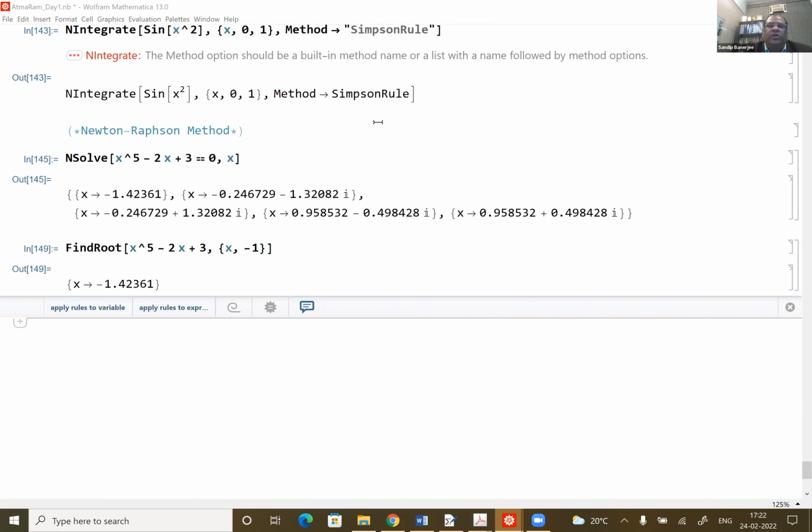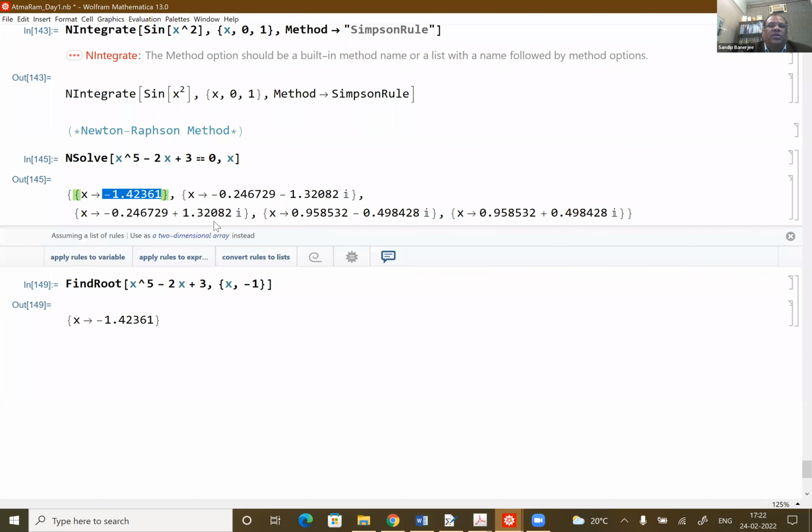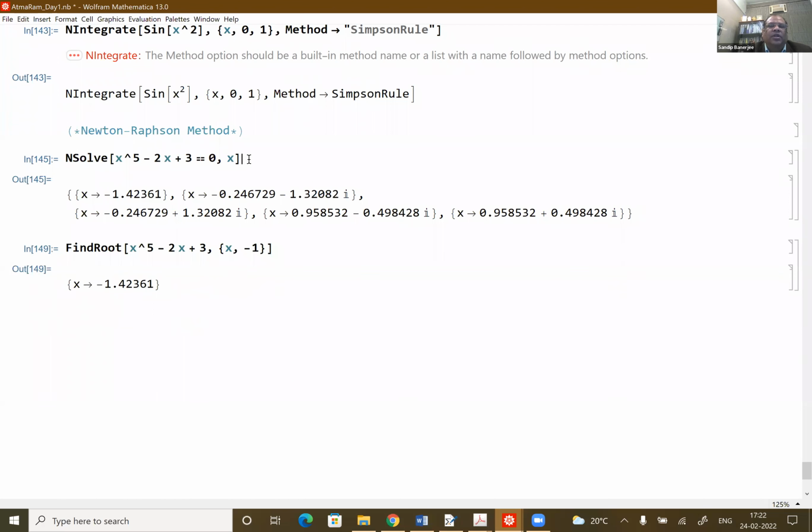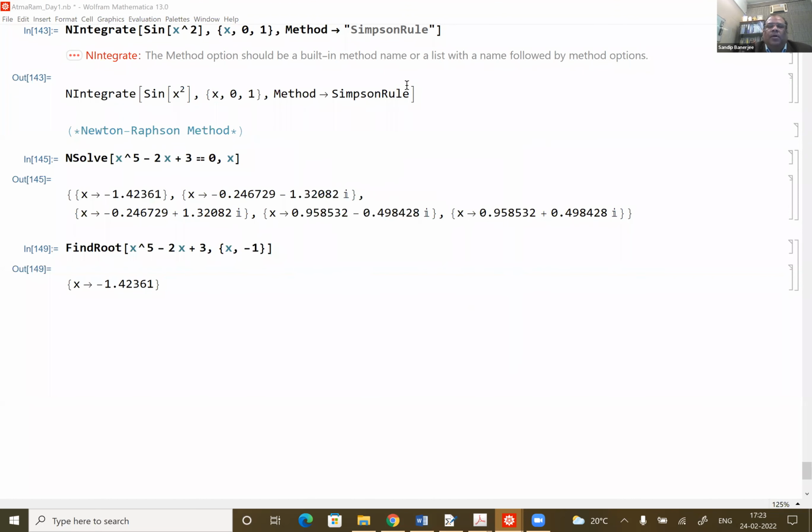double equal for an equation. Yes. X equal to -1 here. That is because I can see from here the root is minus 1.42367. So I have already solved this equation. That's why the initial condition is taken as -1.